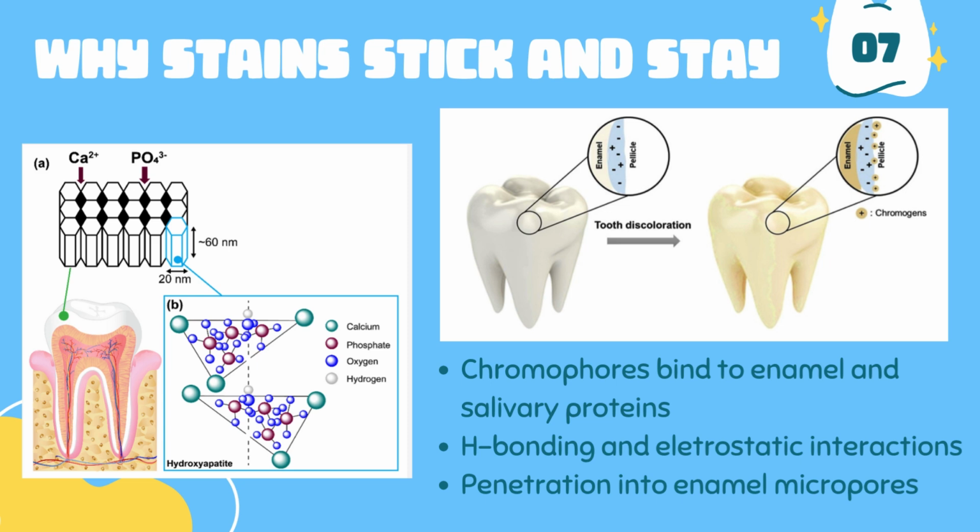In addition, these molecules are small, so they can penetrate into the microscopic channels within enamel. Once they are embedded, brushing and regular cleaning are not enough to remove them, so they require chemical bleaching to break the chromophore structure.